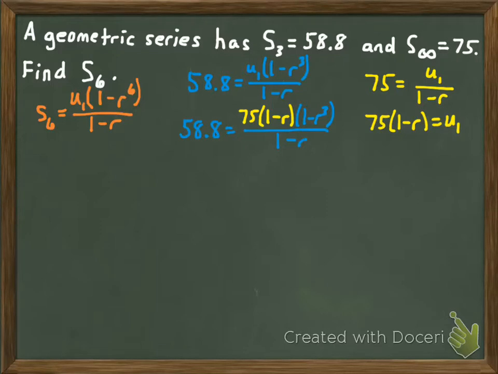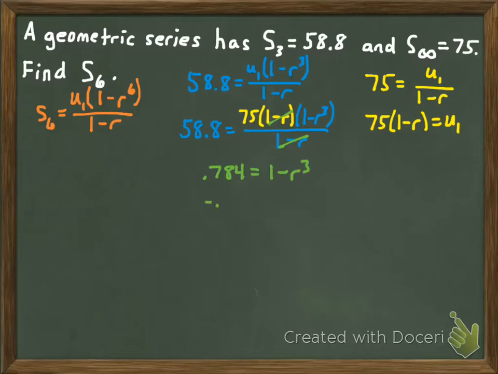Now the reason I said this is going to work out very nicely, notice that 1 minus r is a factor of both the numerator and the denominator. And so what we're going to be able to do is simply cancel those out. And it just leaves you then with 75 times 1 minus r cubed on the right side. Let's go and divide both sides by 75. 58.8 divided by 75 is going to give you 0.784. So that'll be equal to 1 minus r cubed. And then we've got a couple of steps to figure out what the common ratio is.